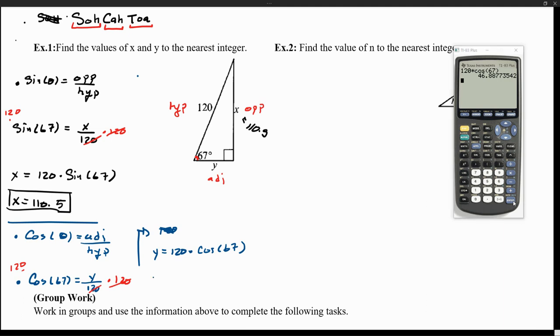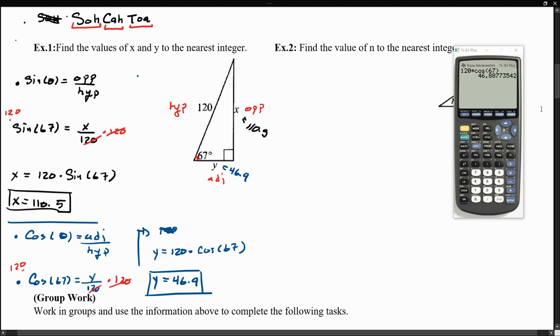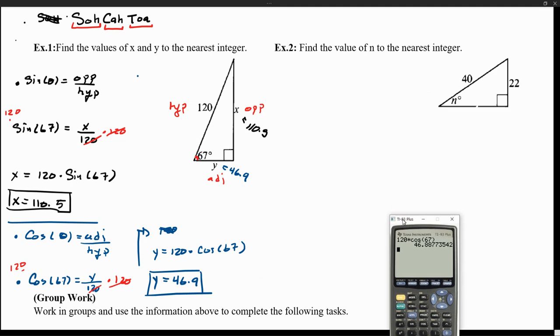Now we can see that y has a value of 46.9. Let's keep it to the nearest tenth. So therefore, y has a value of 46.9. I'm sorry, not degrees, but just length. It can be centimeters or meters.